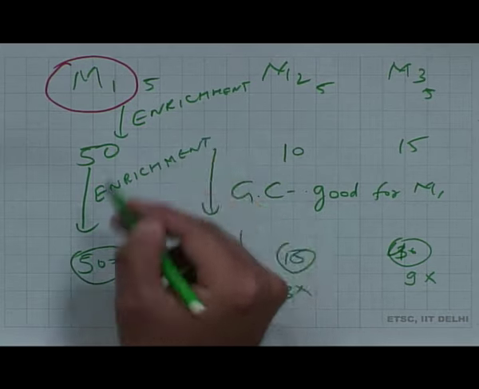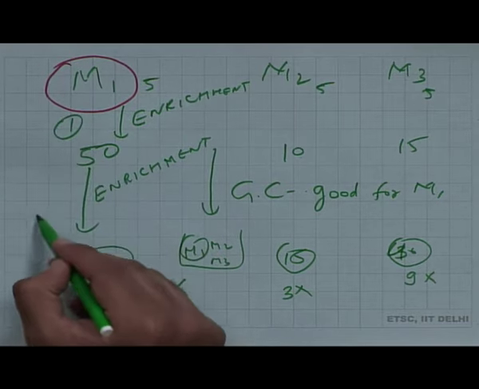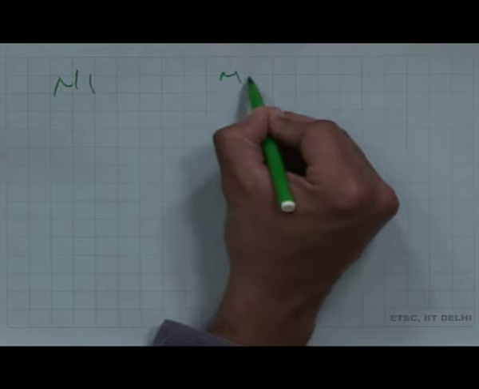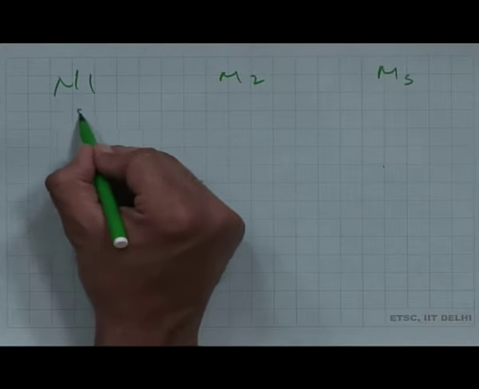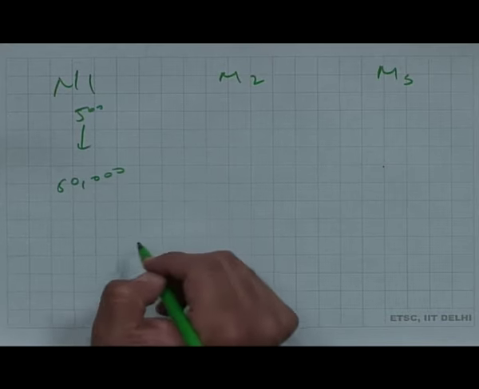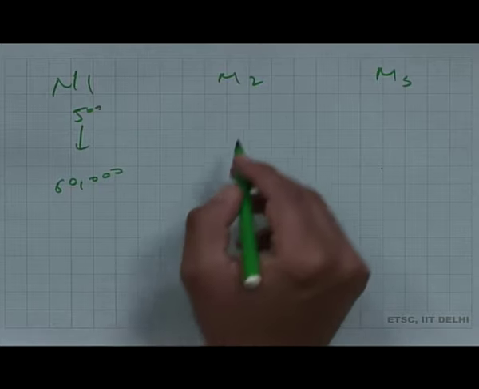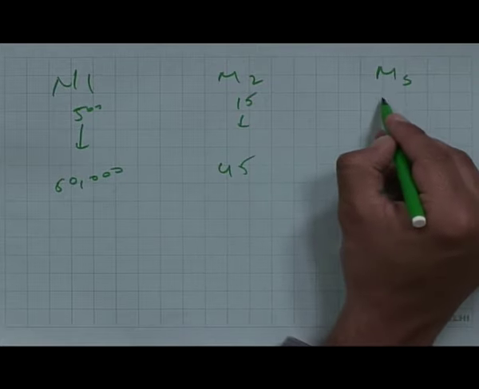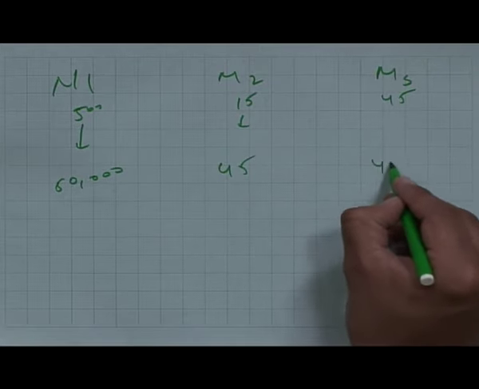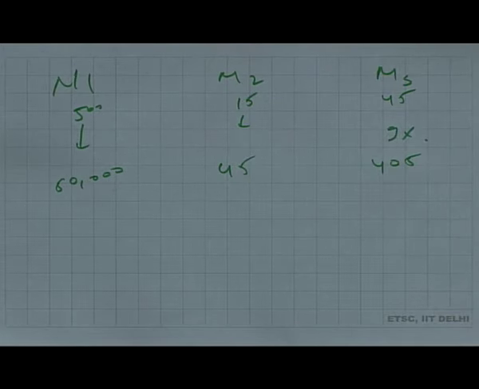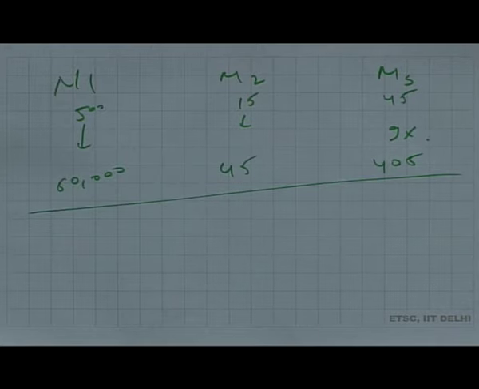So, this is a successive enrichment step, this is step 1, this is step 2, you can go after this with step 3 as well. Then what would happen is you have M1, M2, M3, you have 500 and this becomes 50,000 because of the 100 times increase, right. And here it was 15. So, this will become only 45, and this was 45, this will become 405, a 9x increase, right. So, this is what happens when you do subculturing.